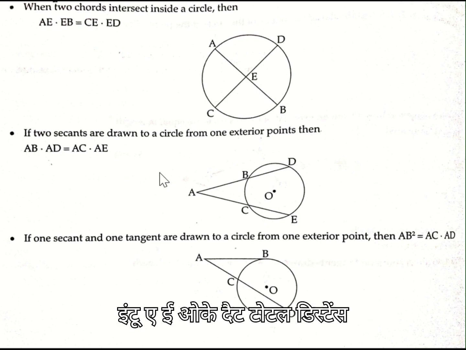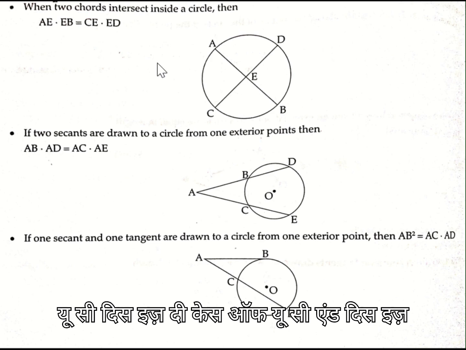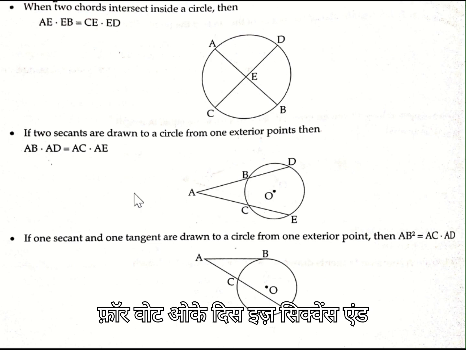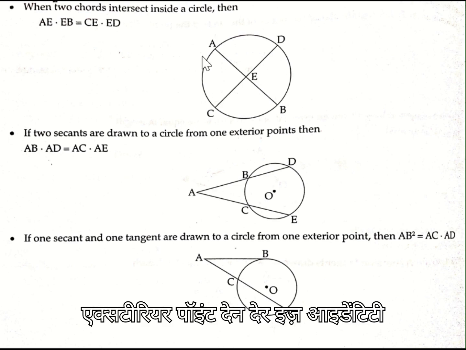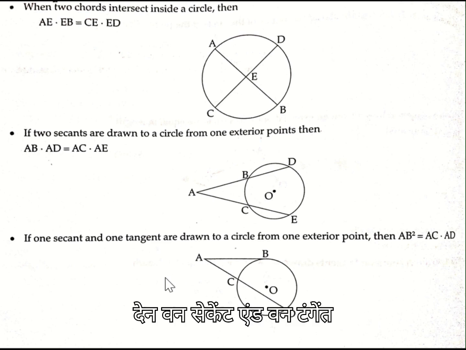Okay, the total distance. This is the case of secants, and this is for chords. Two secants are drawn from the same exterior point. Then this is the identity. Then one secant and one tangent are drawn here.